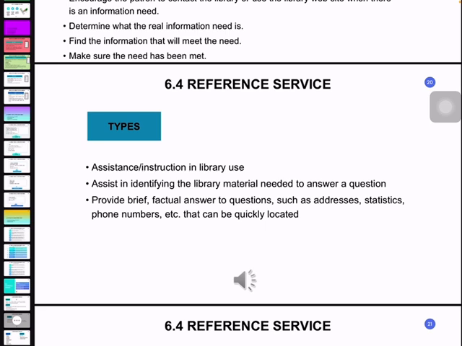Alright, these are the types of reference service: assistance or instruction in library use, and assistance in identifying the library material needed to answer a question. So the first type ni kita ajar macam mana nak gunakan perpustakaan. Second, we educate users to find information or to find sources in the library in order to fulfill their information needs. And the next type is to provide brief, factual answers to questions such as addresses, statistics, phone numbers, etc. that can be quickly located. Third type ni maksudnya soalan yang you boleh terus dapat jawapan.